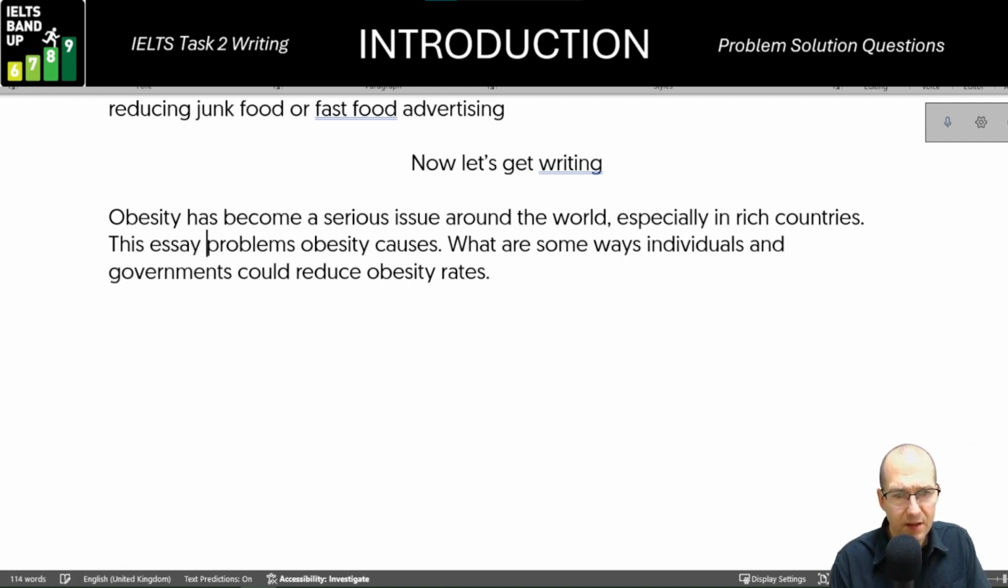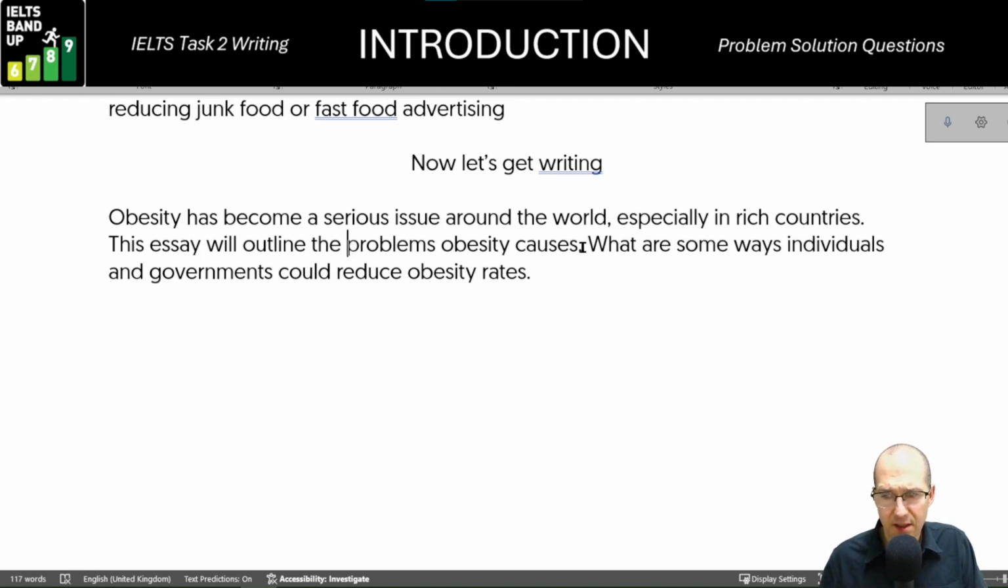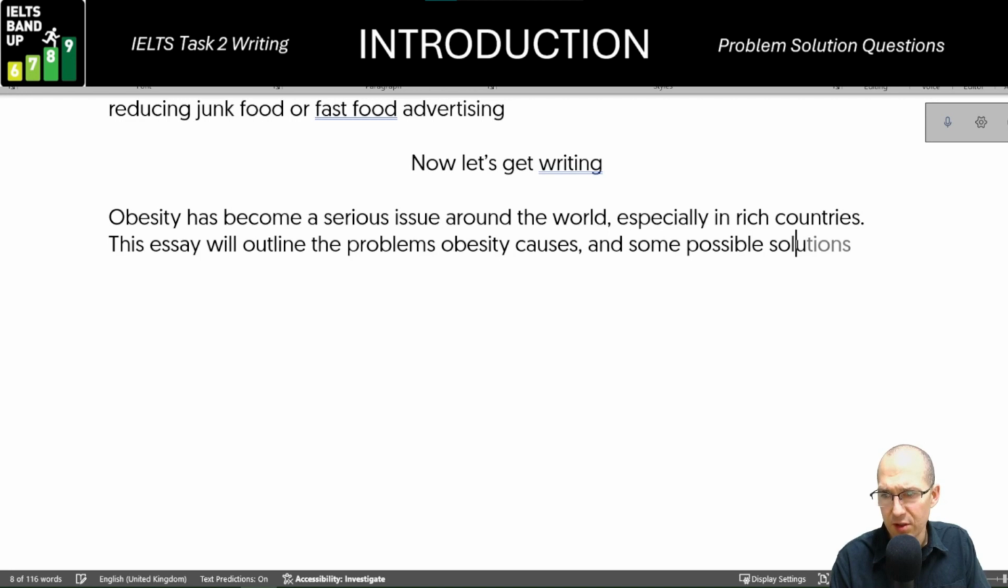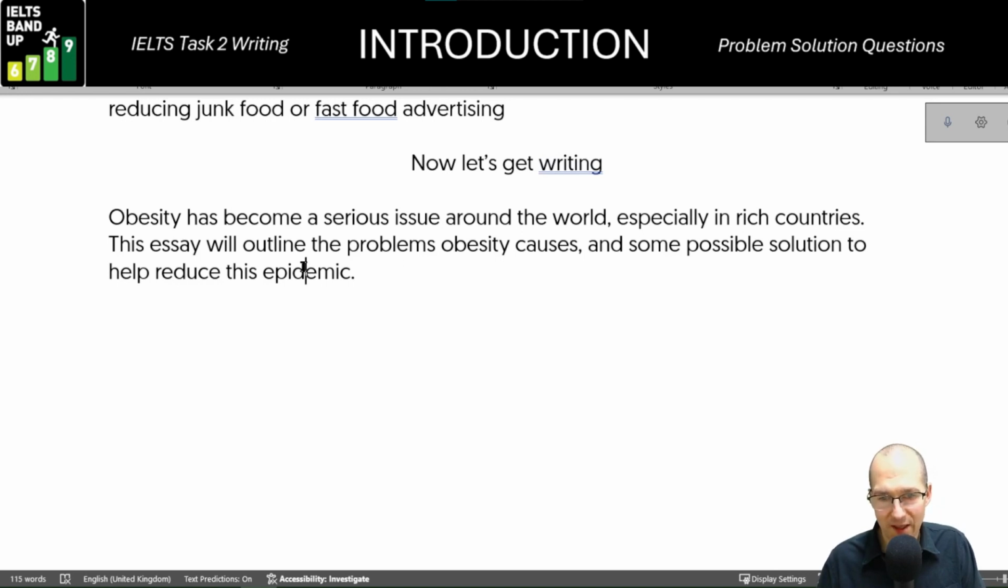We'll go back here, change this. This essay will outline the problems obesity causes and some possible solutions to help reduce this. I'll use a big word, I'm sorry, but epidemic. Okay, so we'll go with the big word there. Okay, but again, this is okay. But when examiners read this, they're not overly excited. They're probably expecting you to be a 5.5. Does it mean you get a 5.5? No, but first impressions matter.